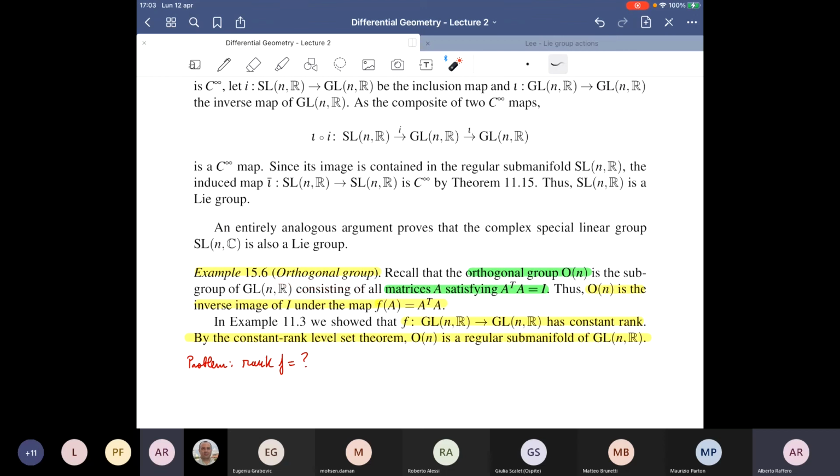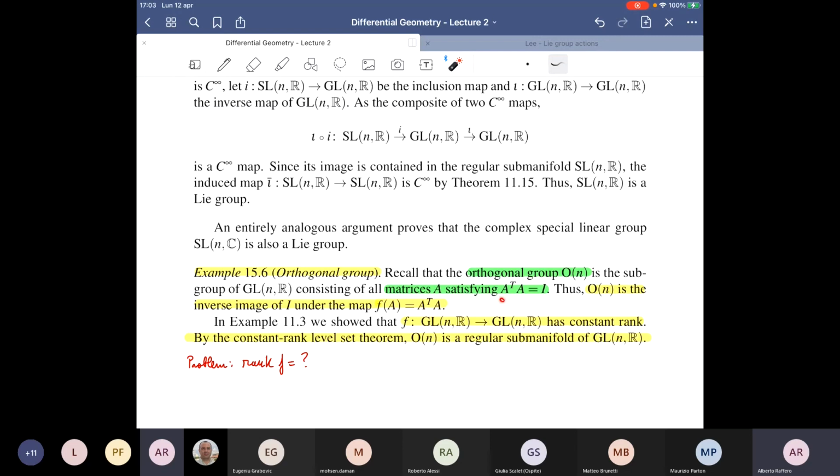By definition, you can define it as the subgroup of the general linear group whose matrices satisfy this identity here. You take the transpose of the matrix, multiply it by the matrix, and you get the identity. So these are the matrix representations of the linear transformations that preserve the natural Euclidean product that you can define on the vector space R^n.